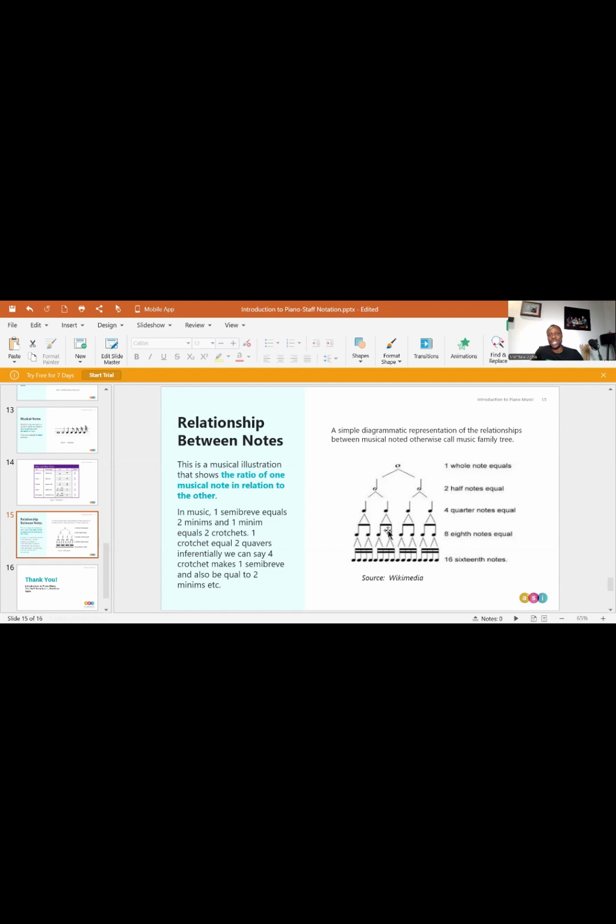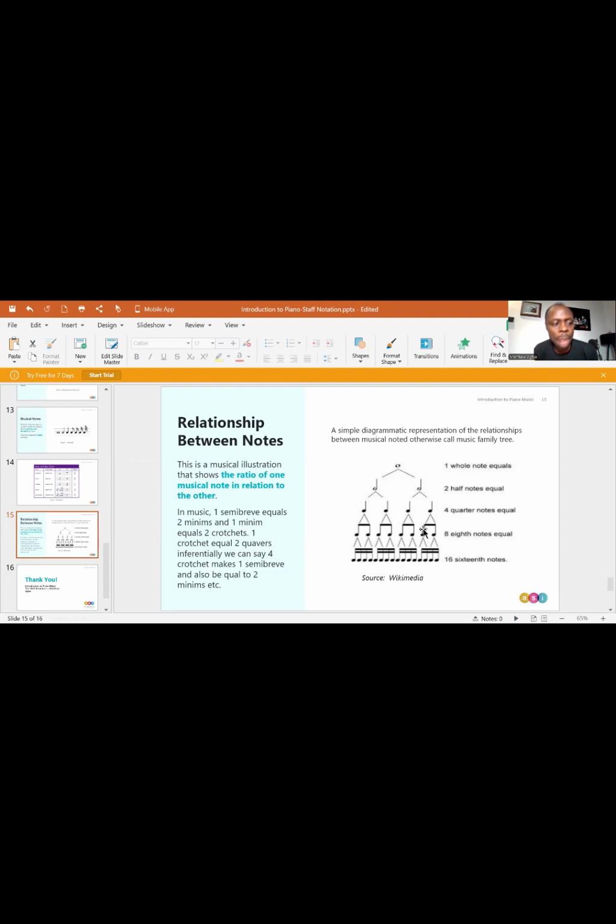So it has to do with the knowledge of knowing your ratio of one note to the other. That means one note here equals 2 of the other lower notes. So we move in that way. We are descending: semibreve, minim, crotchet, quaver, semiquaver, in that order.